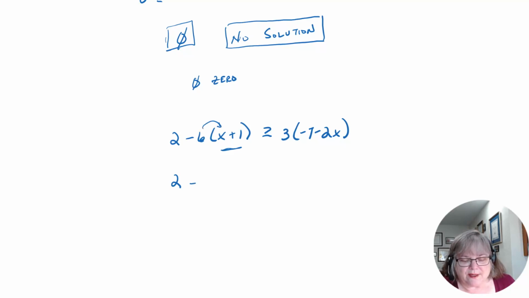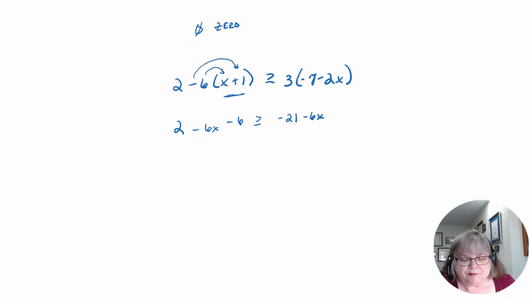negative 6 times x, negative 6 times plus 1 is greater than or equal to, this is actually supposed to be 7, but it doesn't look like it. So you would have 3 times a negative 7 is negative 21. 3 times a negative 2x is negative 6x. So let's do the thing again and get our x's on the left-hand side.